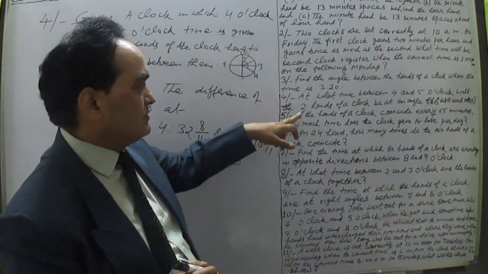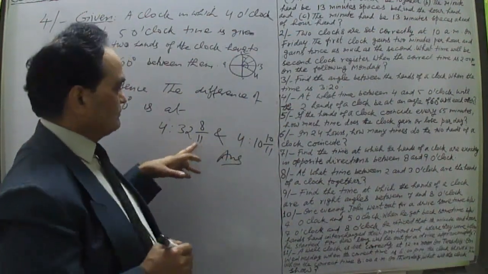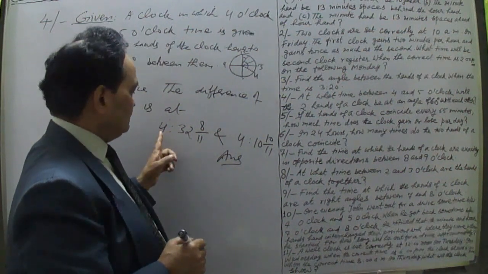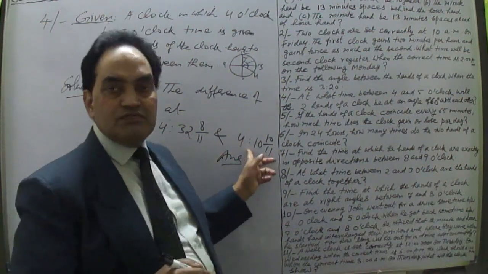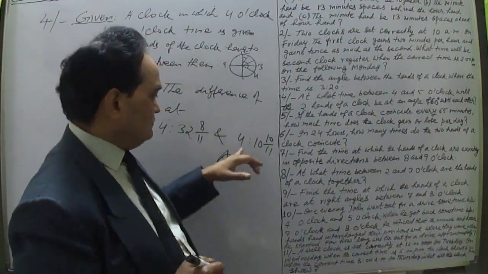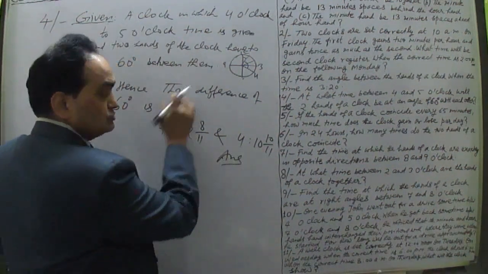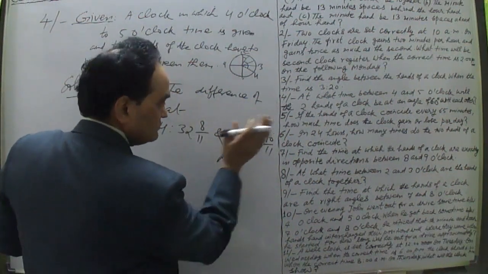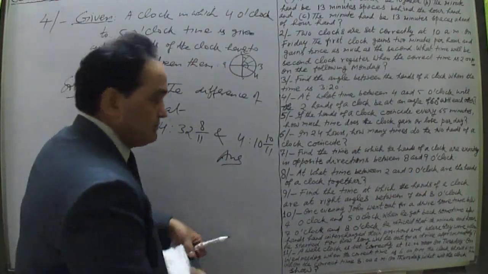At what time between 4 and 5? Before 5 is 4:32 and 8 upon 11, and just after 4 is 4 and 10 and 10 upon 11. Right? 4, 10, 10 upon 11. This minute time, and 4:32 is ahead of that. This timing and this timing will give us the difference of 60 degrees. This is the answer. Okay, so question number 4 is now completed.